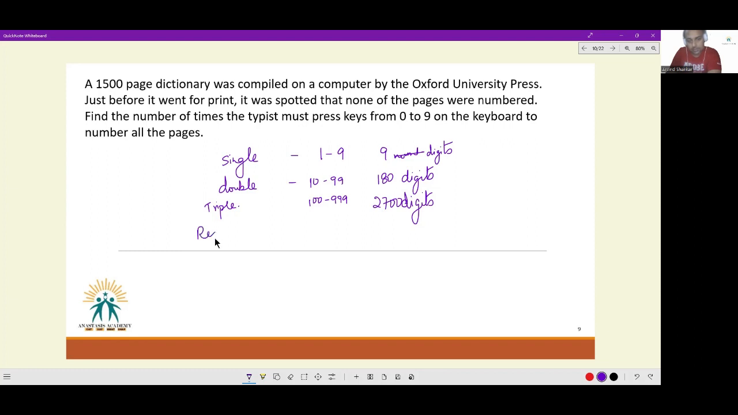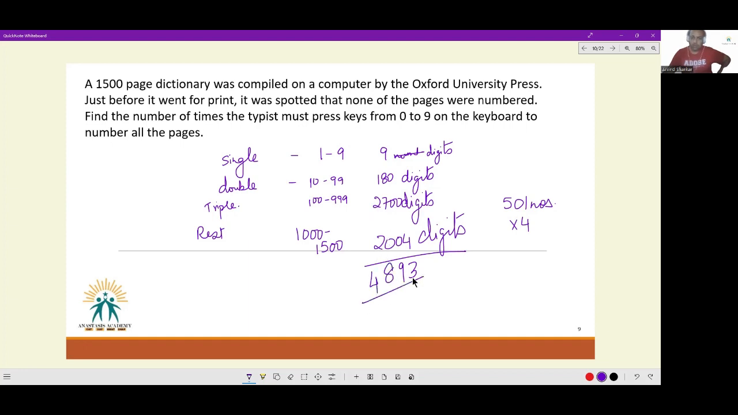And this is the tricky part. The rest starts with 1000 to 1500. How many numbers here? These are 501 numbers with 4 digits each. So this will turn to 2004. We have to simply add up these numbers and our answer will be obtained. So 9 plus 4 gives me 3, 1 carried over. So 9. Nothing carried over. So 1 plus 7 gives me 8. And 2 plus 2 gives me 4. The total number of digits used up will be 4893, which should be the answer to this question.